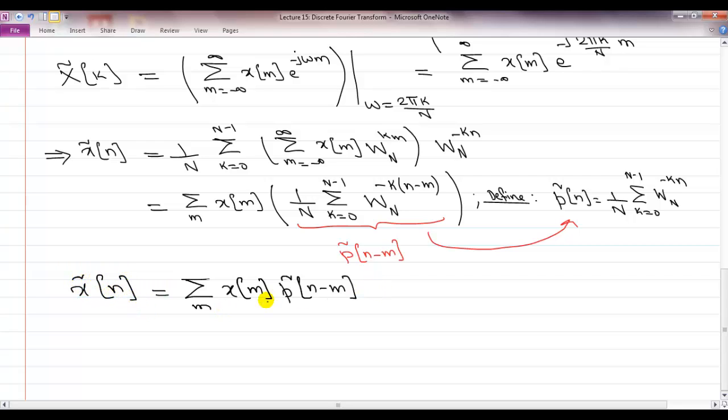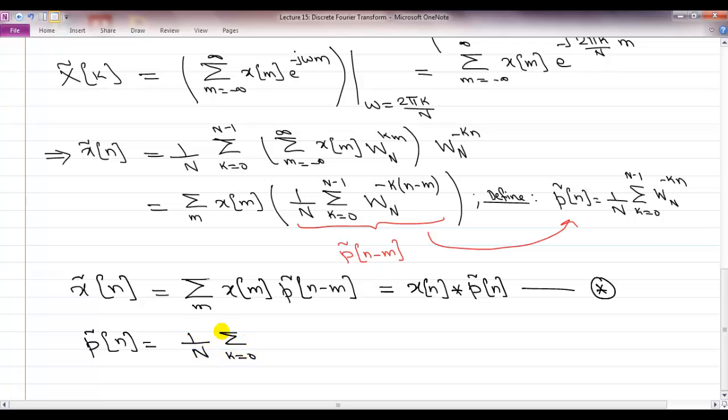Now let's try to simplify it further. What is this summation? This summation is nothing but convolution. So this means that this is equal to the convolution of x[n] with p tilde of n. Okay. So let's call this equation star, and let's now simplify p tilde of n further, which we had done something similar earlier, but I'll just repeat that. So p tilde of n is this 1 over N summation k from 0 to N minus 1 W_N to the minus kn.